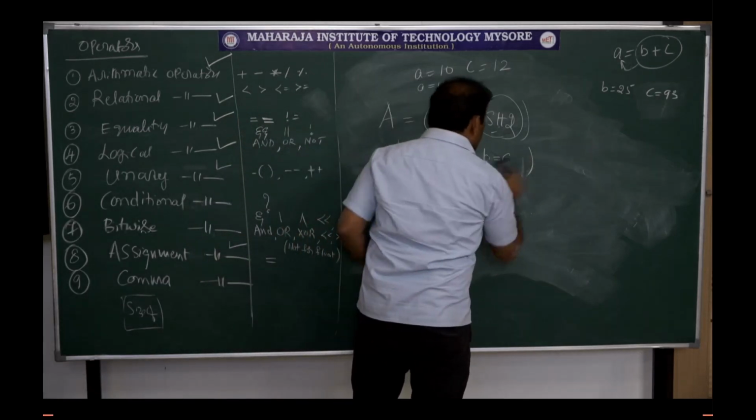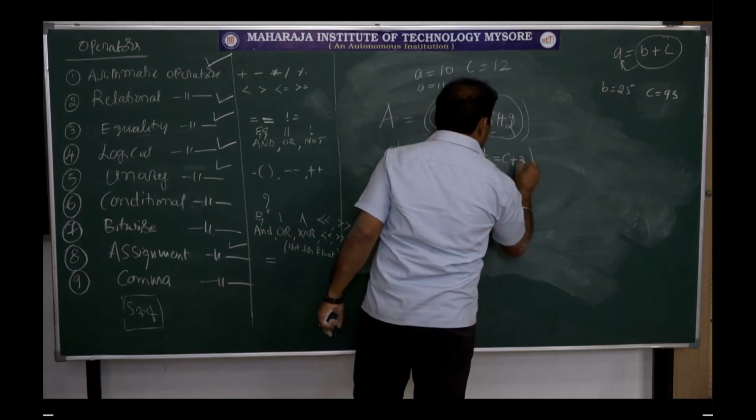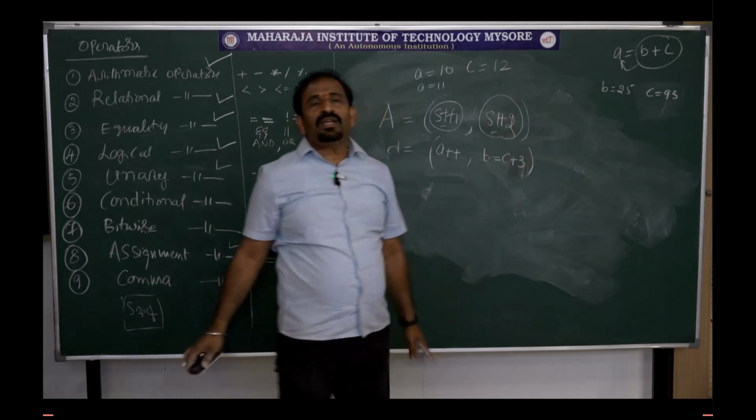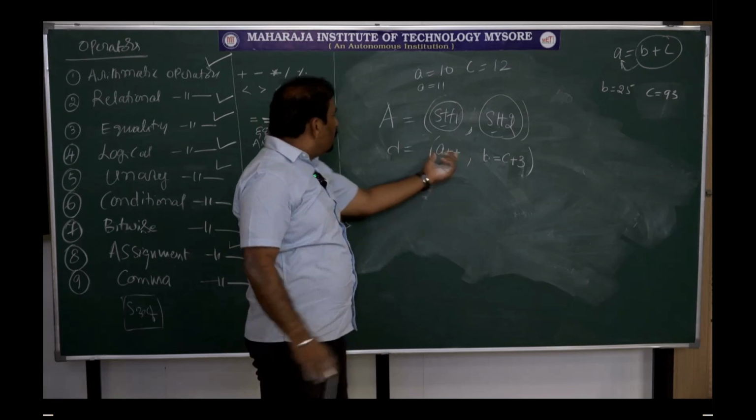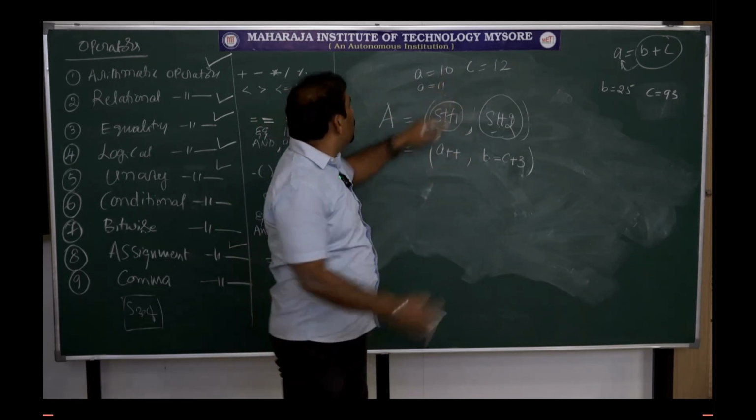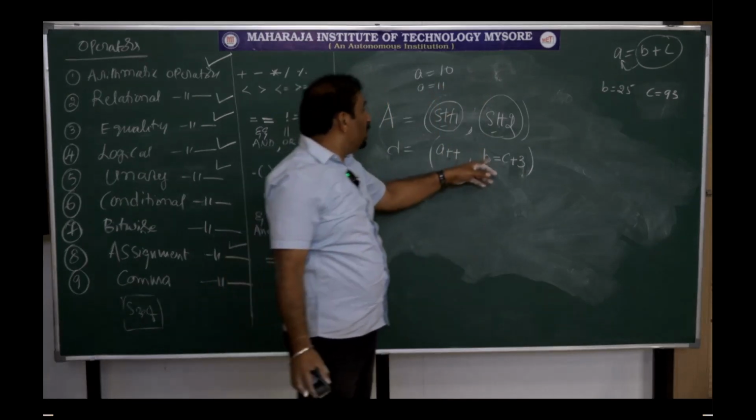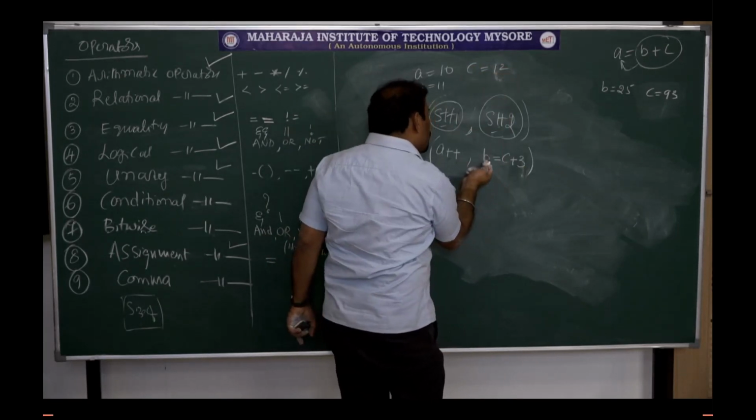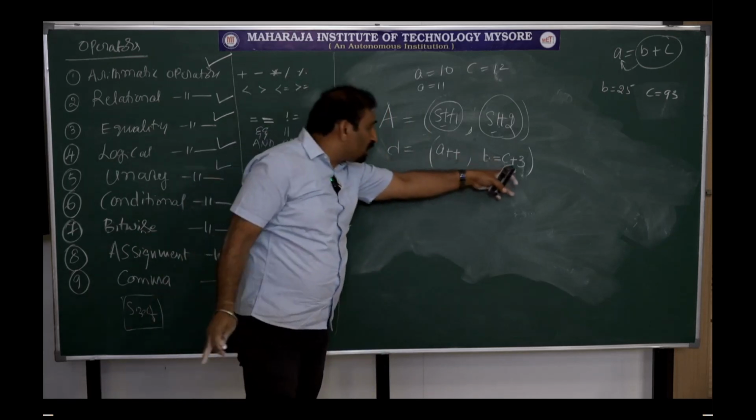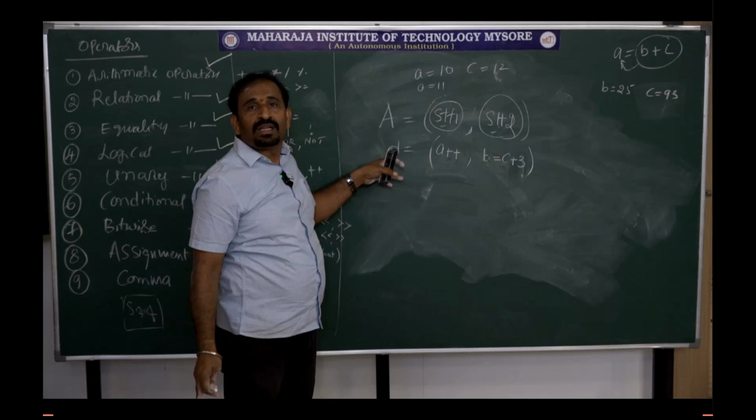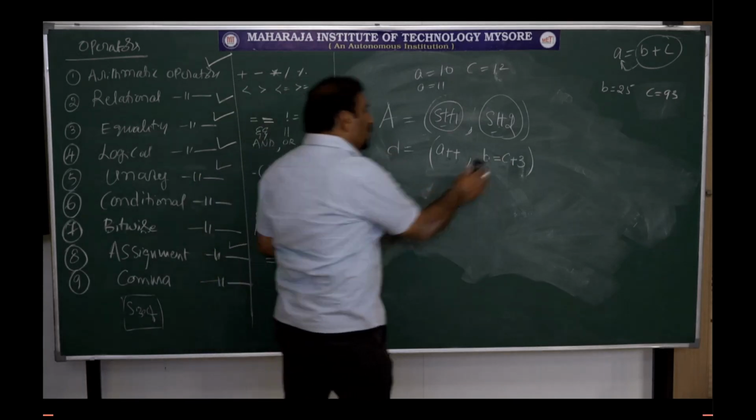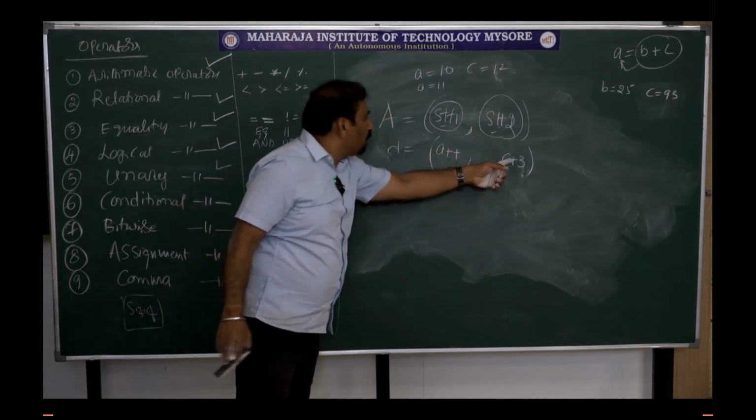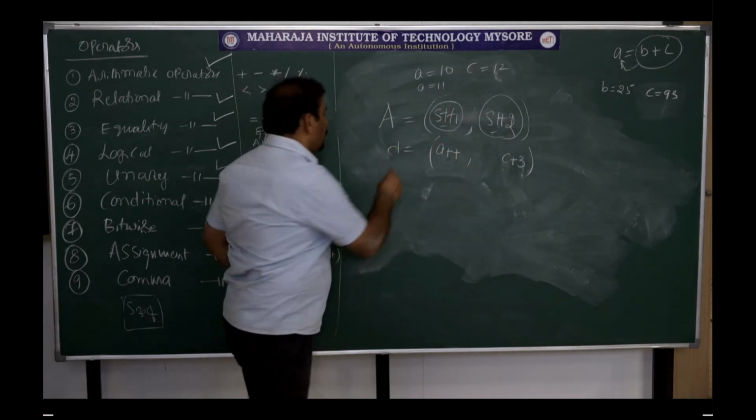Say for example, I have something like this: D is equal to A plus plus, comma, B is equal to C plus 3. This is executed, and A is incremented from 10 to 11. Next, B is equal to C plus 3. C is 12, so 12 plus 3, 15. So this computation is assigned to D. You can even write it without the B also: C plus 3 is assigned, 12 plus 3, 15, and D becomes 15.